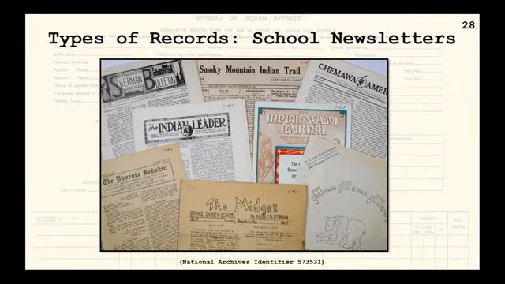Next slide, please. Slide number 28. As we all probably remember, school newspapers or newsletters from our own education, BIA schools were no different. These are very sporadic. Technically speaking, they probably should have been considered temporary records, but were saved anyways and are now found in our collections. Some schools were good about saving them, and others not so much.